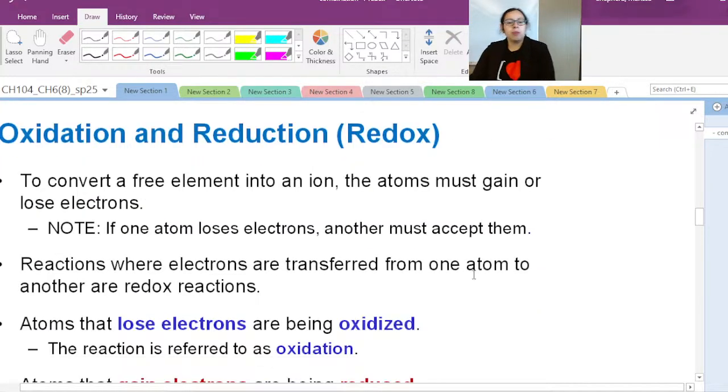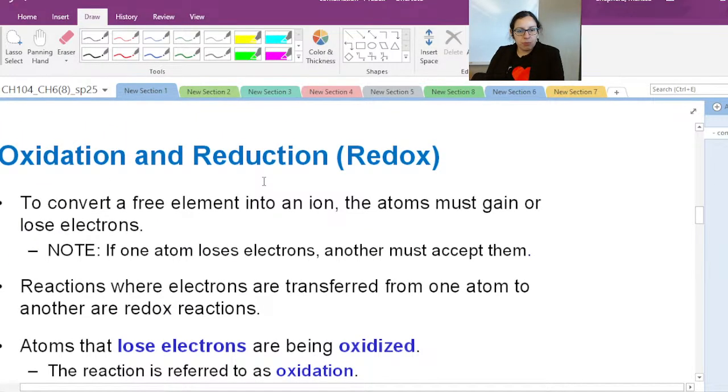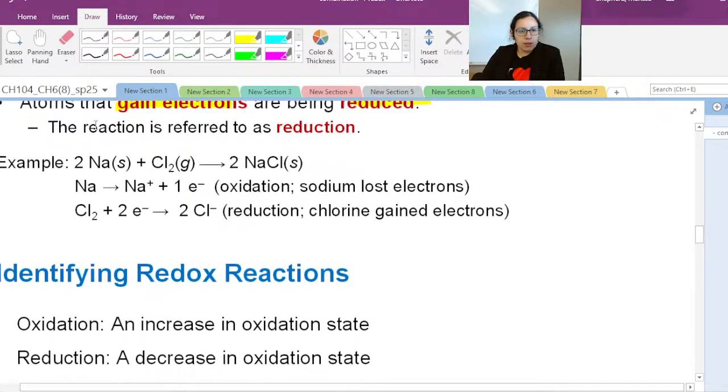Now let's look at how we know what's going on and how we analyze this. This is the setup of what's going on. It says that to convert a free element into an ion, atoms must either gain or lose electrons. The idea with redox is that if something is losing electrons, the other one must accept them. Atoms that lose electrons are being oxidized, and atoms that gain electrons are being reduced. Again, we'll look at that.